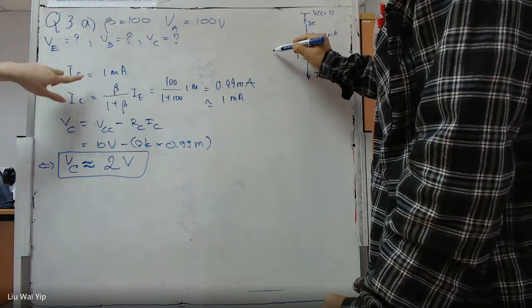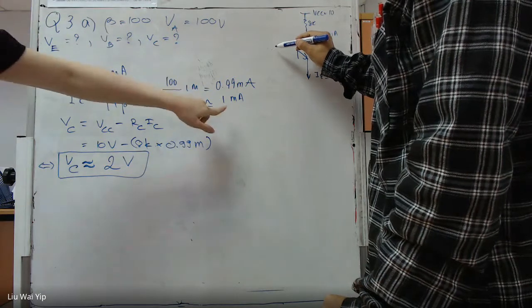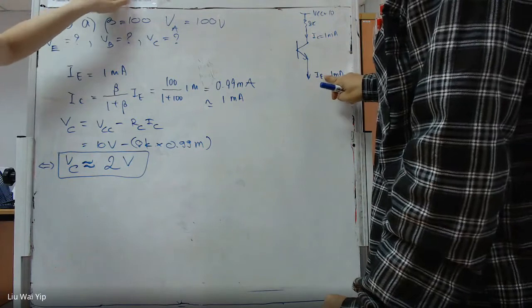Now, they have different values. So it's not approximate. The IC is exactly 1 million.